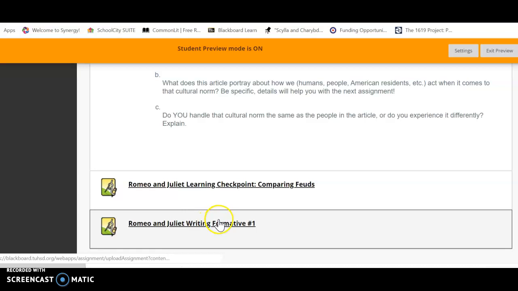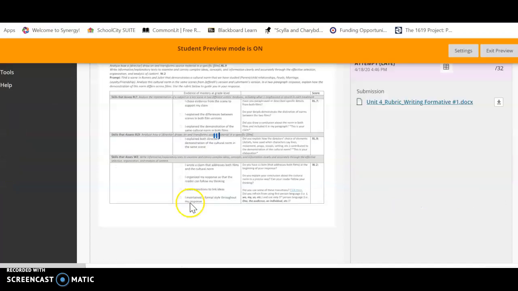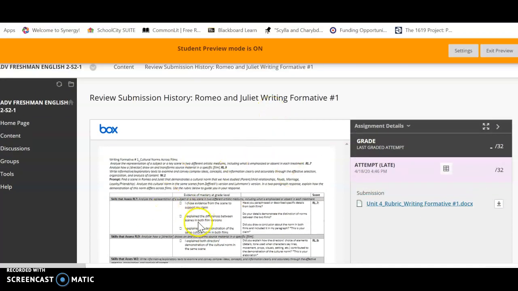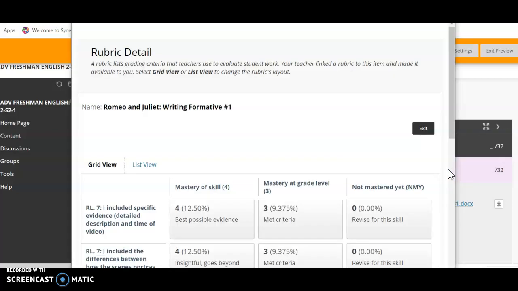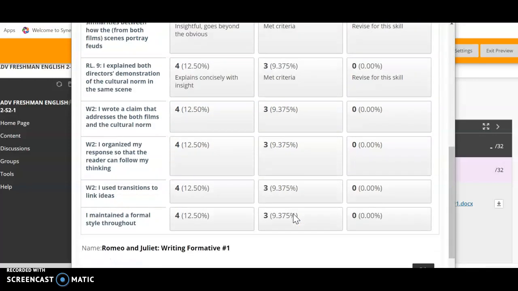Romeo and Juliet writing formative number 1. Go ahead and click that. Then over here on this side, I just uploaded the rubric, so yours will actually just look like your essay because that's what you turned in. Over here you have a rubric. So when you click on that rubric, you're going to see all the different skills broken down.